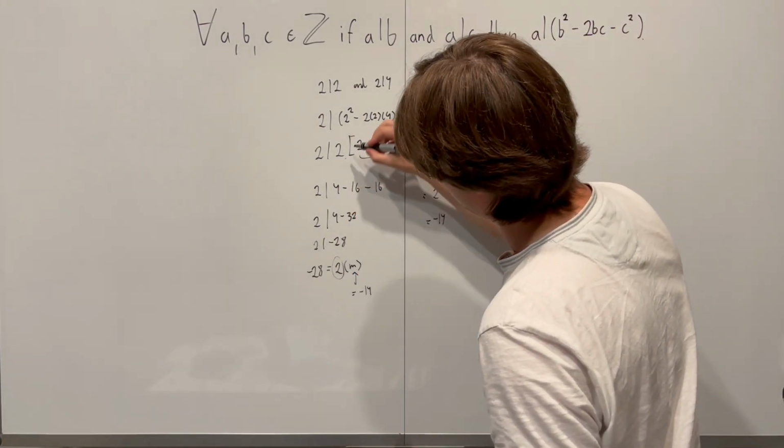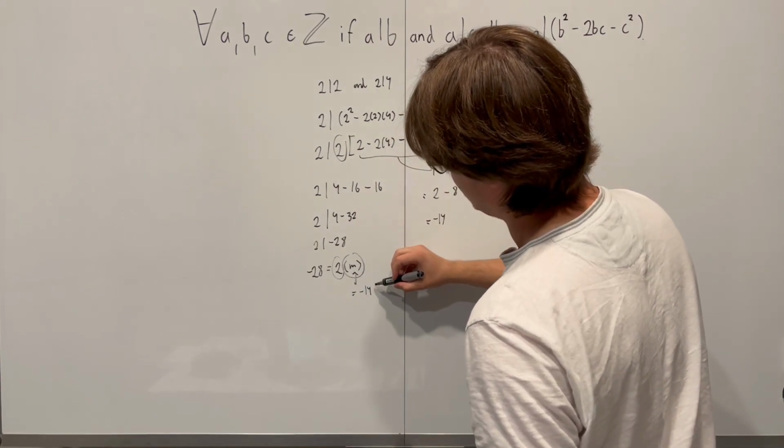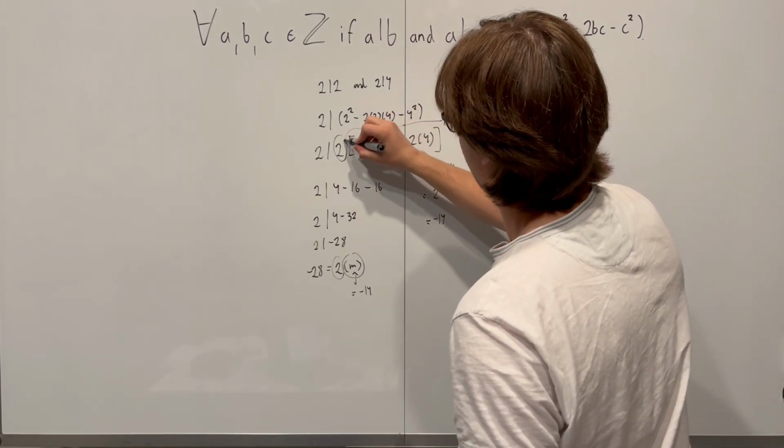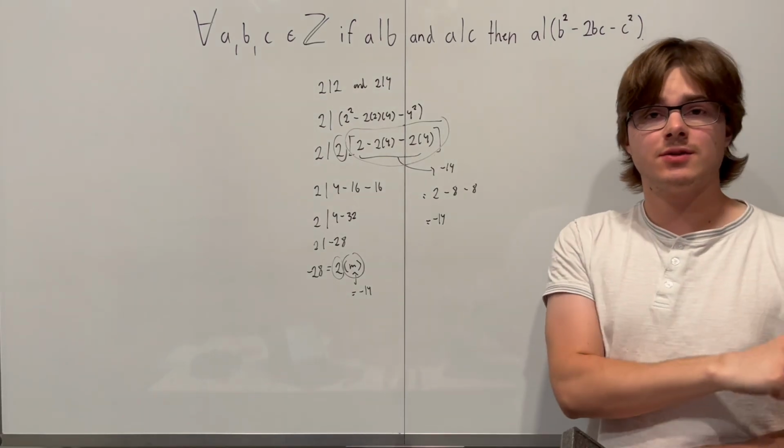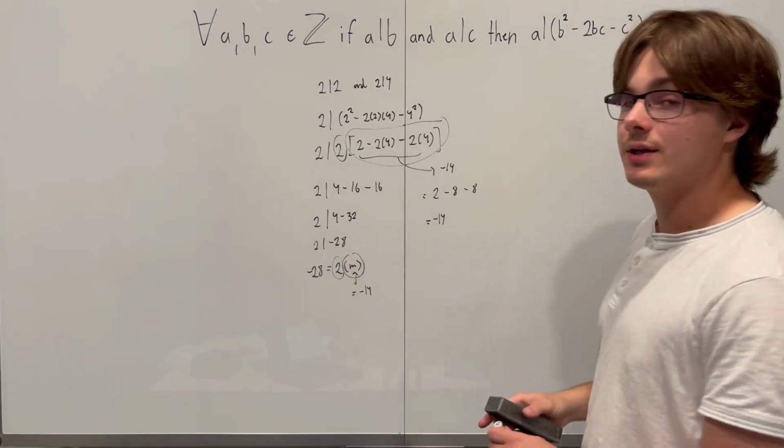Notice we have 2 times some integer m, which we know is negative 14, and we know this is equal to negative 14. So it's looking like this statement is in fact going to be true. Let's go ahead and try and prove that.